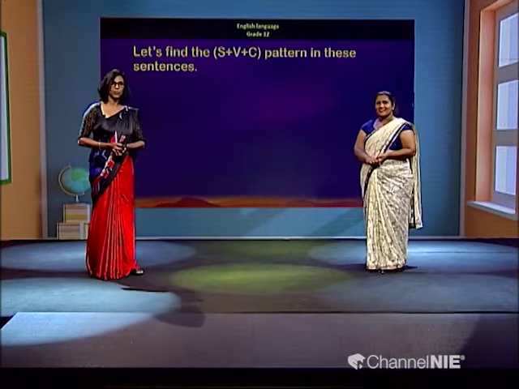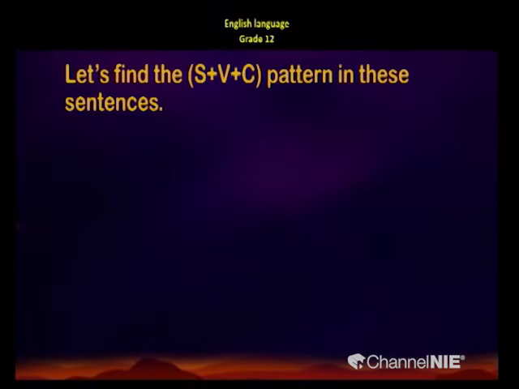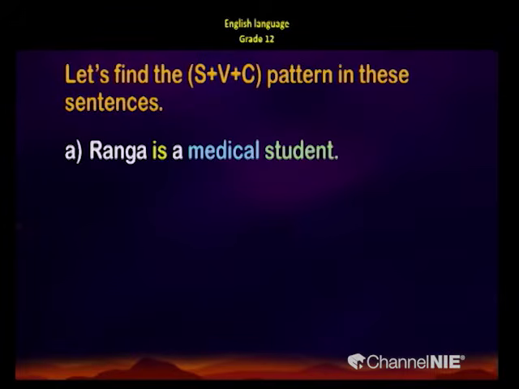Let's find the SVC pattern in these sentences. So again, right at the beginning, we discussed be verb as the main verb. So once again, we are going to take some examples. Ranga is a medical student. So the same thing is repeated, be verb as the main verb, but I am going to explain something more than what I did at the beginning of the lesson.